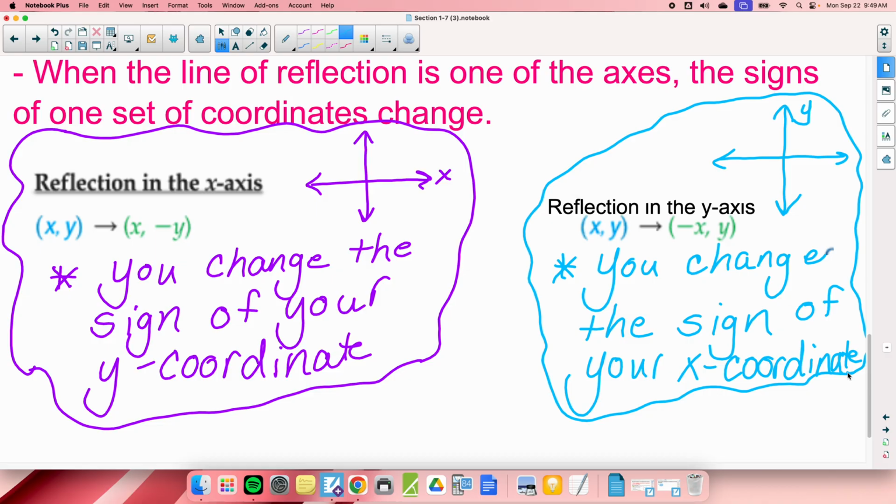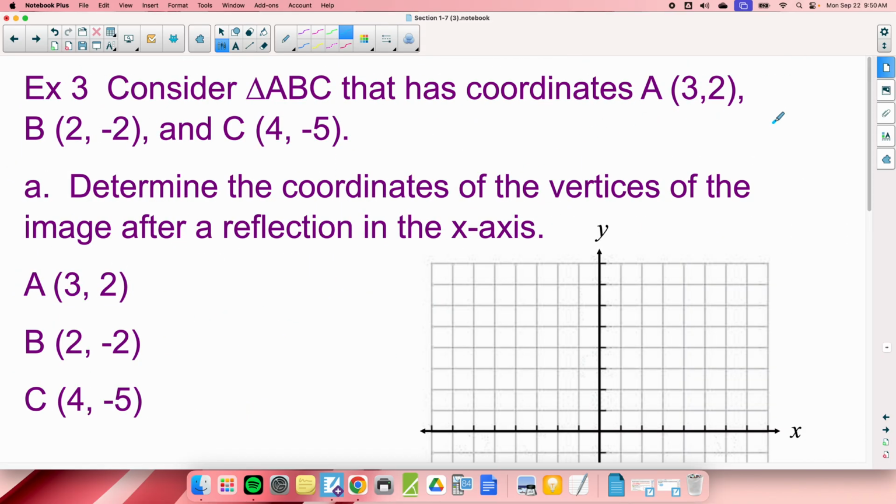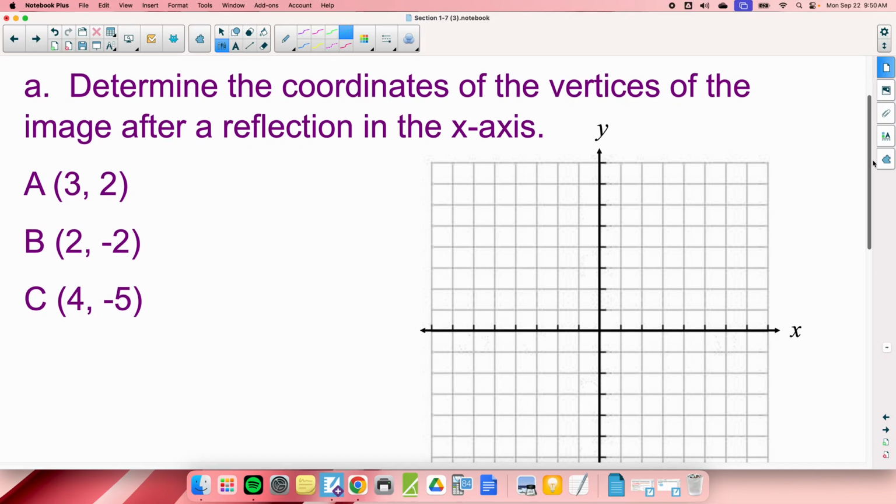Did everybody have enough time to do both of these? One thing I want you to notice is if you're reflecting over the X, you change the sign of the Y, so the opposite one. If you're reflecting over the Y, you change the sign of your X. So the opposite one is the one that you change the coordinates of.